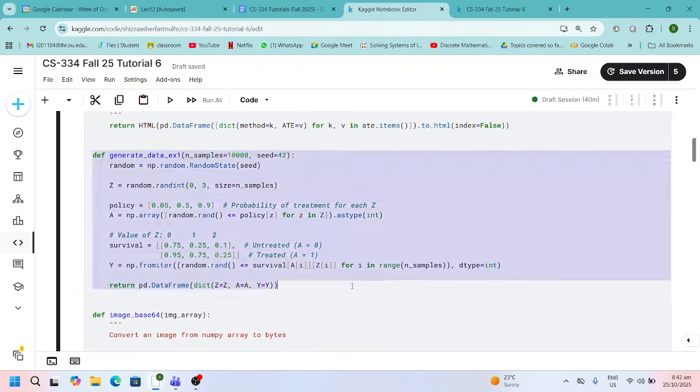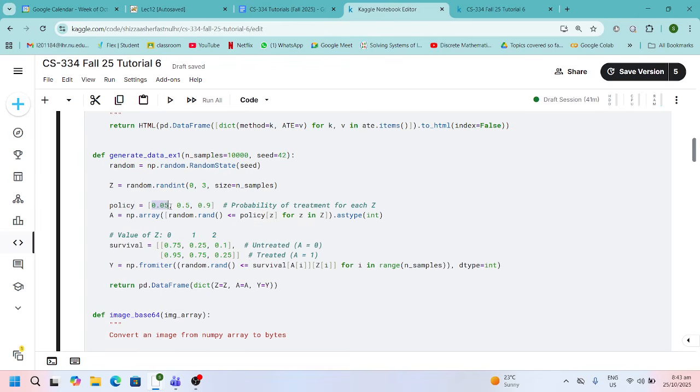This is how you are generating data. Now let's look at this. We generated a random integer for z between 0 and 3, so 0, 1 or 2 only will be generated. This is the number of samples that I'm generating. So clearly nothing else is impacting Z. Z is completely random. And then I have policy. In policy I am specifying the probability of treatment for each Z. So I want you to really focus on this.